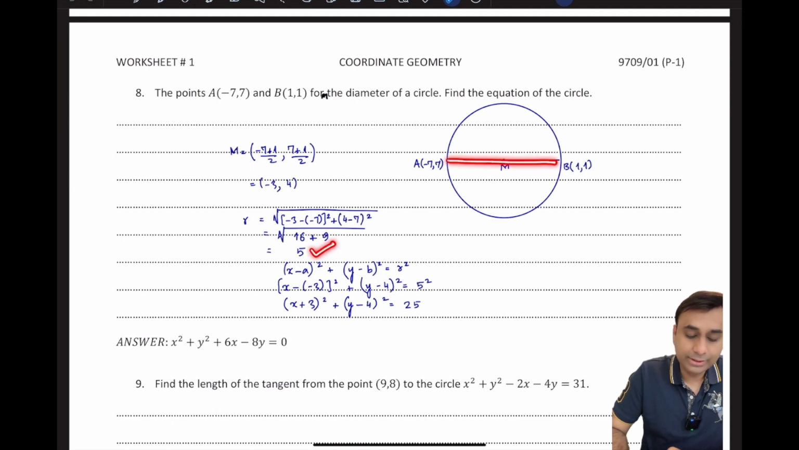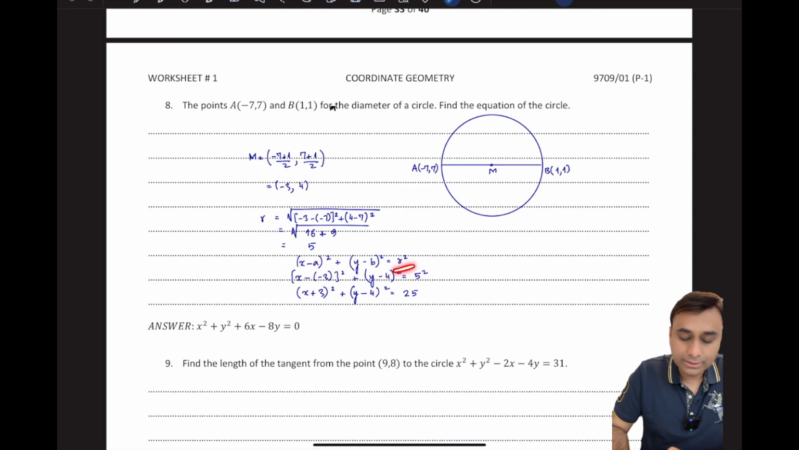After getting the radius, after getting the midpoint, I can use the equation of circle. x minus a whole square plus y minus b whole square equals r square. a and b are the center of the circle. In this case, that's going to be minus 3 and 4, and r is the radius of the circle. In this case, that's going to be 5. So you can put these values in and you can write out the equation of circle. You can also expand it and write it down in a simplified form.